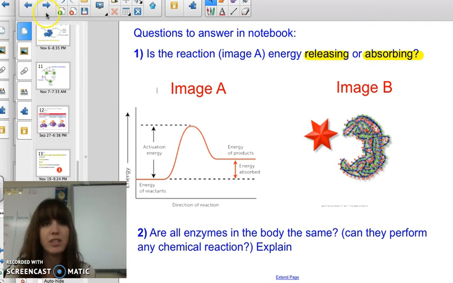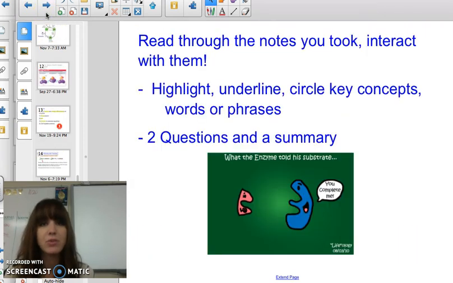And explain your answer. Okay, so don't forget to read through your notes you took, interact with them, highlight, underline, circle key concepts, review these concepts that you just learned, and then come up with your 2 questions and a summary at the end. And I will see you on Monday for lab.